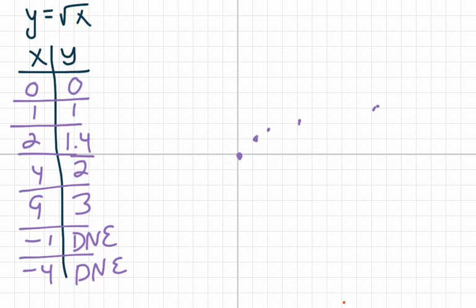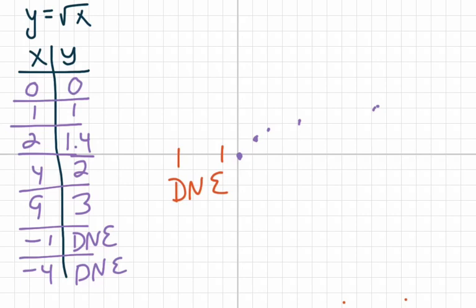Now, if I come over here to the -1, the graph did not exist. And over here at -4, the graph did not actually exist either. And that's going to get into the domain. The reason I wanted to look at that was because we're going to talk about the domain of these functions and what happens when you plug in the number and it doesn't exist.